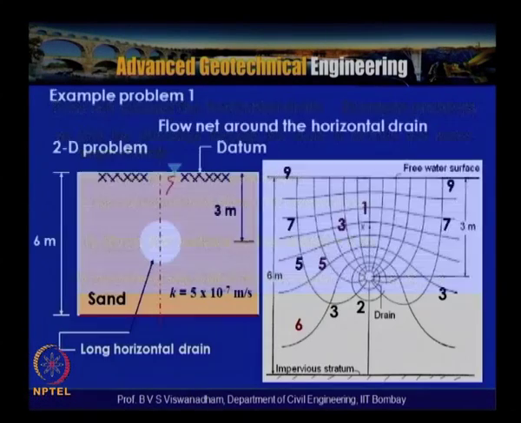Why? Because we have said 9, 8, 7, 6, and so here we are approximating between the 6th equipotential line and the 5th equipotential line. So this is somewhat closer to the 6th equipotential line. So this is approximated as 5.6 by 9. So this is that point which is above the drain.